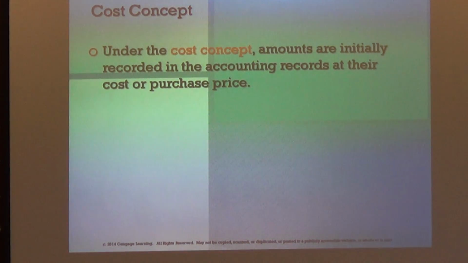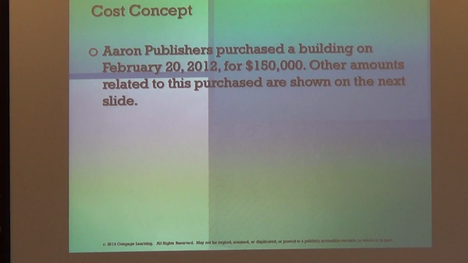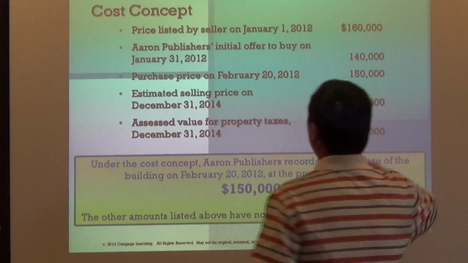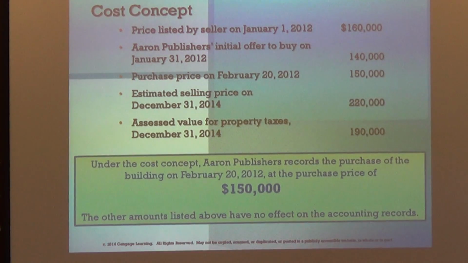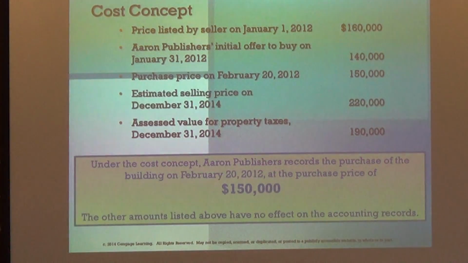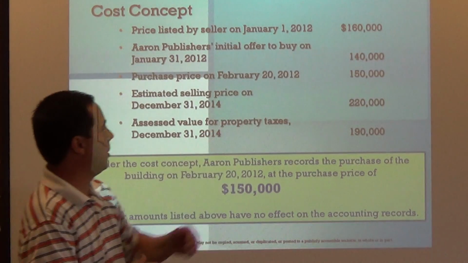As a part of that cost concept, if we take a look here, we bought a building for $150,000. And we'll take a look at the other costs that go along with this. Everybody see that for $150,000? You can move on. The listed price here was $160,000. That's what they wanted to sell it for. They didn't get that. They got $150,000 for it. The initial offer we made was $140,000. We settled at $150,000 on February 20th.